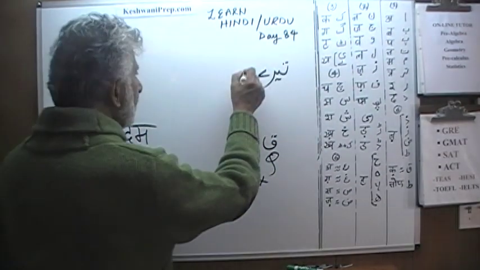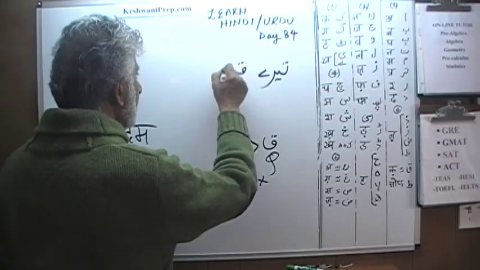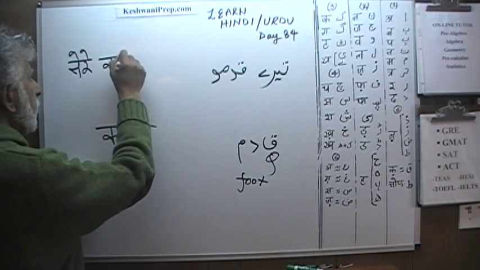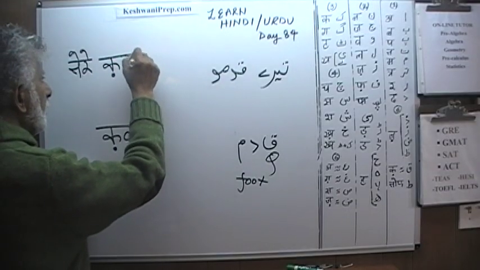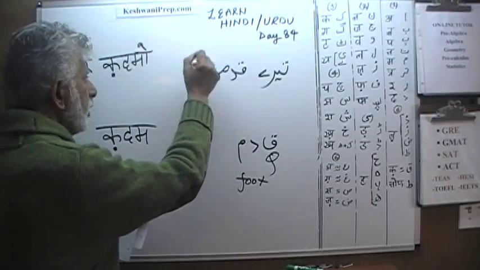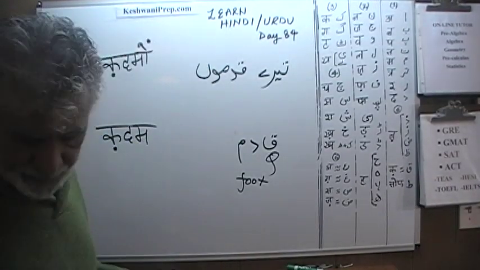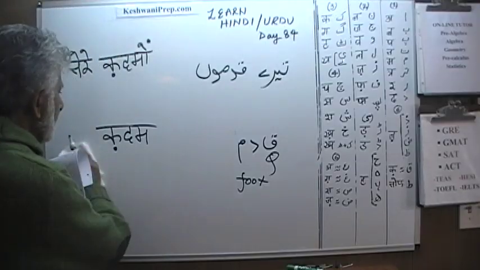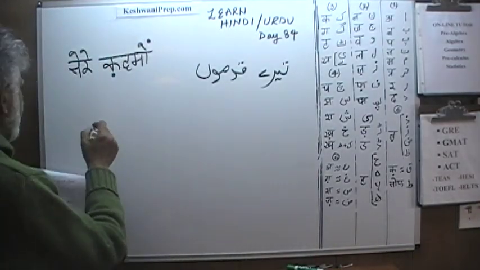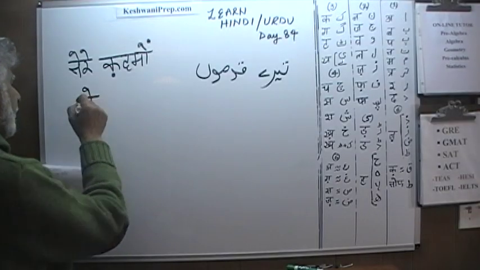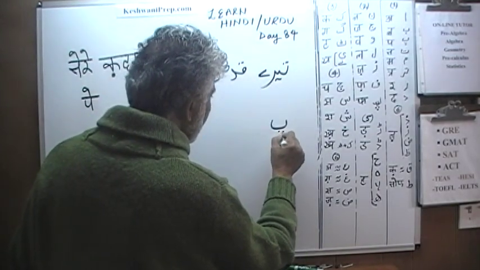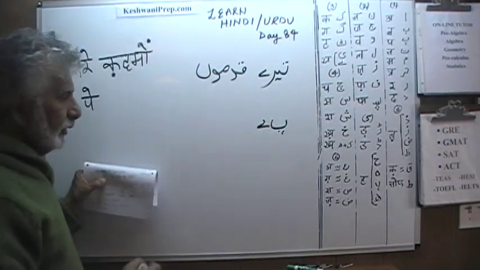Let's put them together. Kad, mo, kad, mo. Kadmo. Tere kadmo, your feet. Tere kadmo pe. As you can see, it's eki matra. So you would think that pe would be pe and a badiye. And that's this pe.